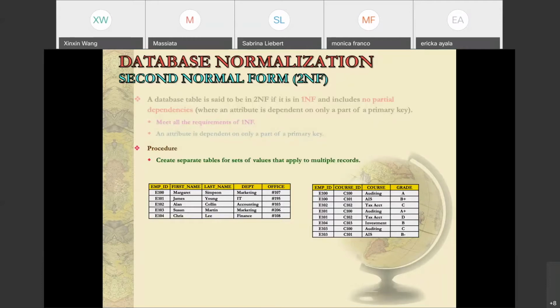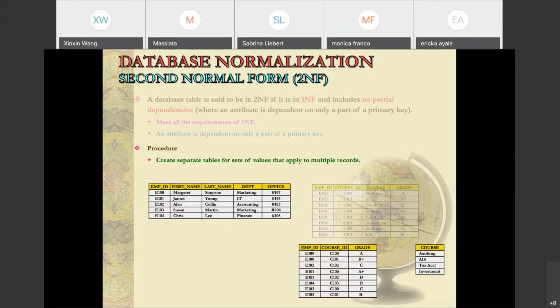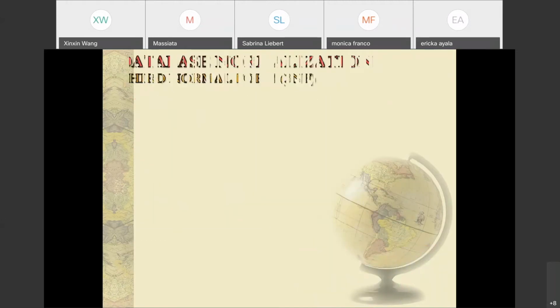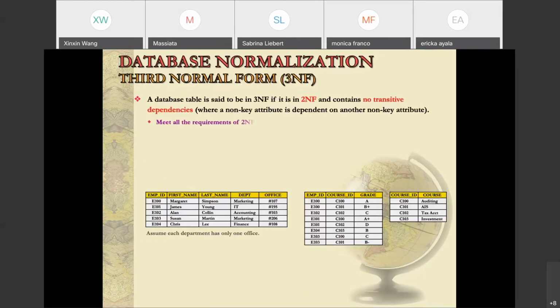So what are the procedures? What are the steps, right? Create a separate table for each set of values that apply to multiple records. At the second level, we further divide the grade table into two parts. One is the grade table and one is the course table, right? And we relate these tables with a foreign key. So this is the second normal form.